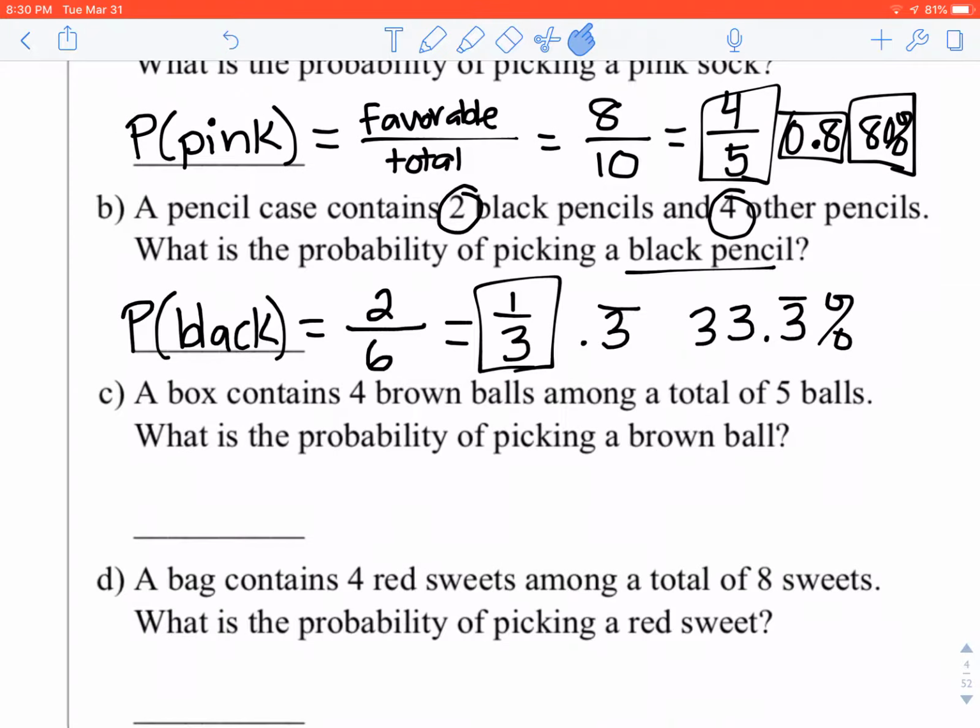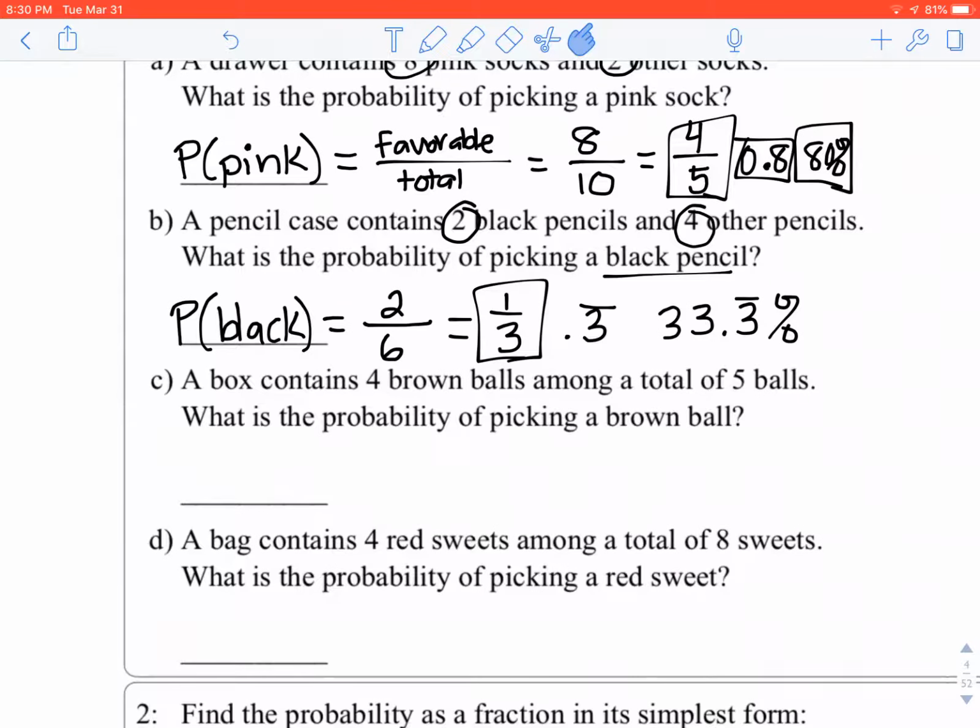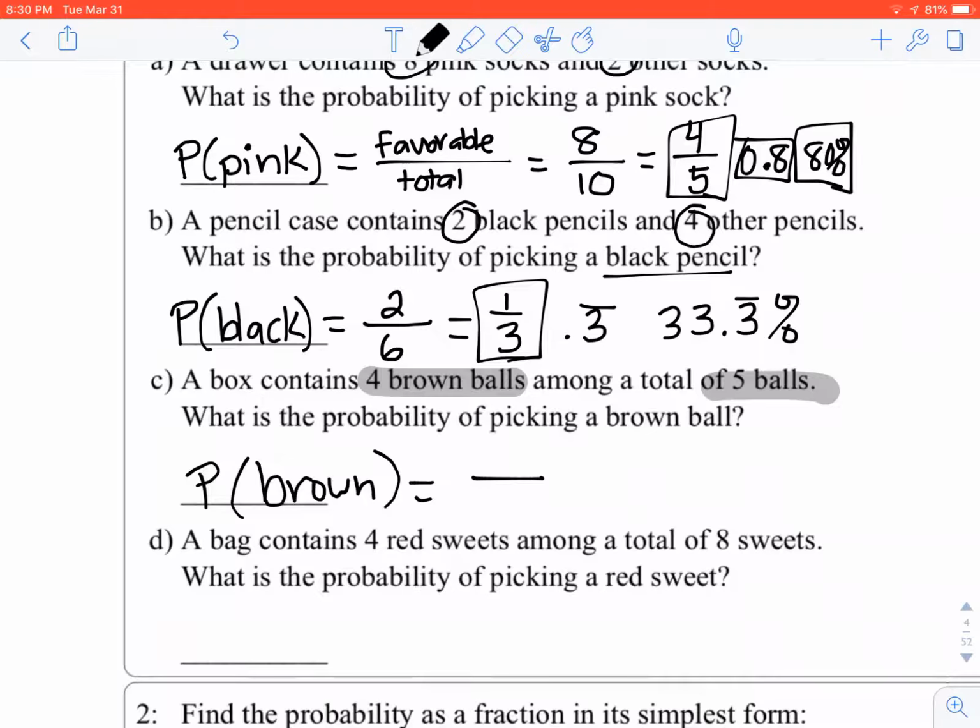Letter C. A box contains 4 brown balls among a total of 5. Okay, so now they're giving you the total. So this one's a little bit different. We need to find the probability of selecting a brown ball from the box. Favorable over total. Your favorable is there are 4 brown balls. Your total is that there's a total of 5 in the box. If you check your calculator, that cannot be reduced any further. So your simplified fraction, which is your answer, is 4/5.